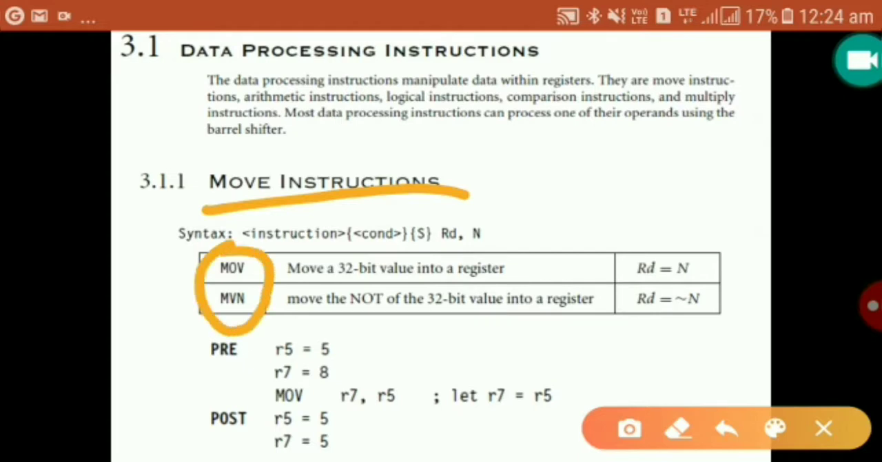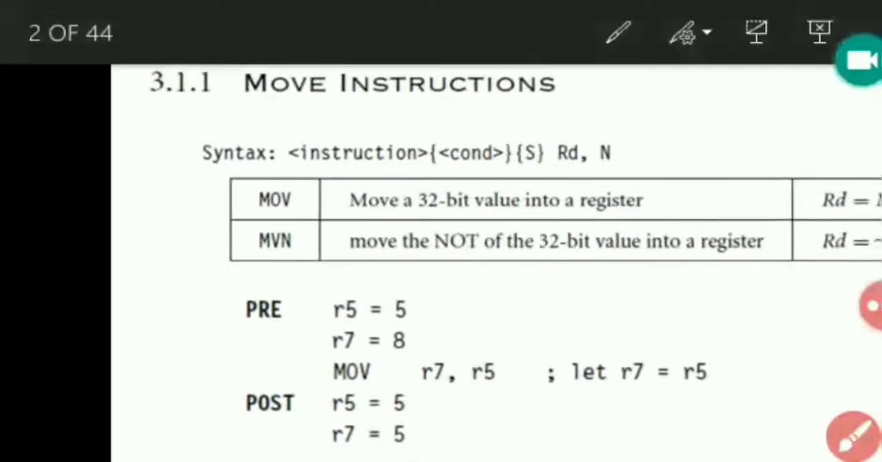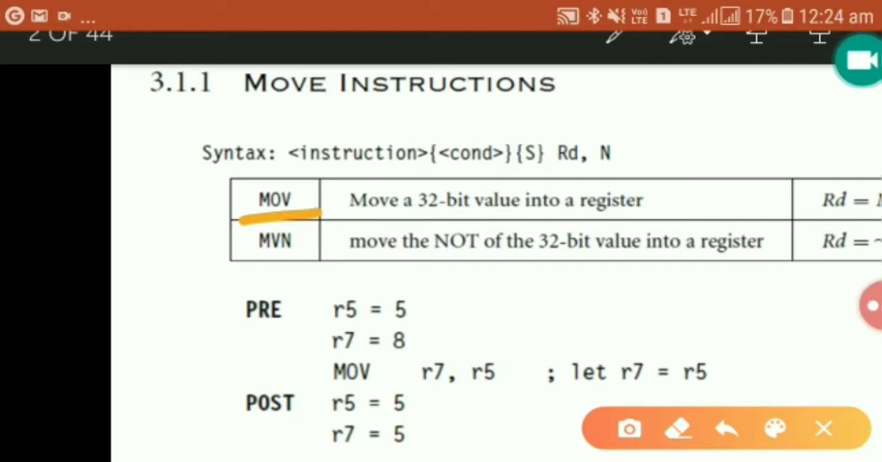There are two types of move instructions. The first one is move, which is used to move a 32-bit value into a destination register. See the syntax once. Here we have the source operand. This source N represents the source operand. Source operand may be the immediate operand or it may be a register, some general purpose registers like R1, R2, R3. So this move instruction moves a 32-bit value of the source operand into the destination operand. That is the first type of move instruction.